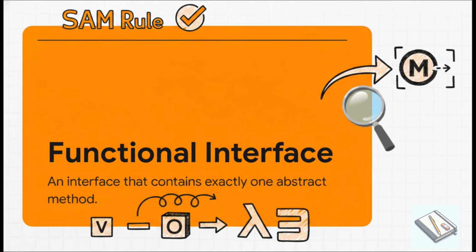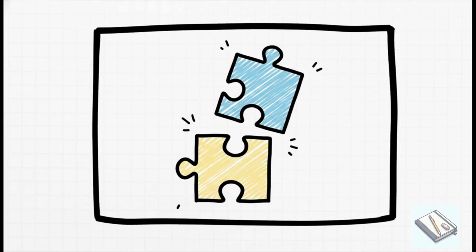Well, it's remarkably simple. A functional interface is an interface that contains exactly one abstract method. That's it, just one. You'll often hear this called the single abstract method, or SAM rule, and it's a massive paradigm shift because this single method allows us to treat behavior as actual data. Because there's exactly one method to fulfill, we can pass a function around just like we would a regular variable or object. To picture this, imagine your code structure like perfectly matching puzzle pieces.